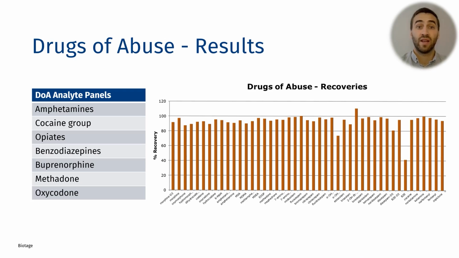So we covered a large panel, which included amphetamines, cocaines, opiates, benzodiazepines, for example. These varied in their characteristics as well as their functionality. So it's a range of polarities as well as different strength bases. And the graph here shows that the recoveries were greater than 80-90% for the majority of the analytes, with RSDs less than 10% and very minimal ion suppression.